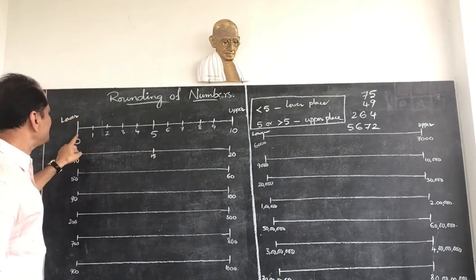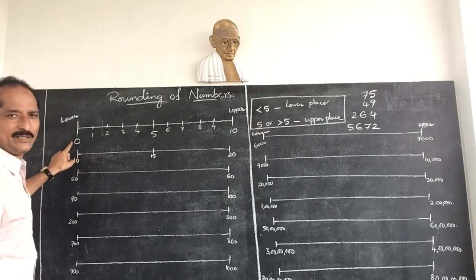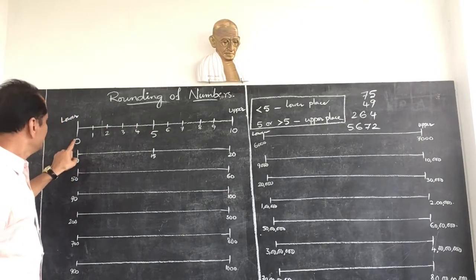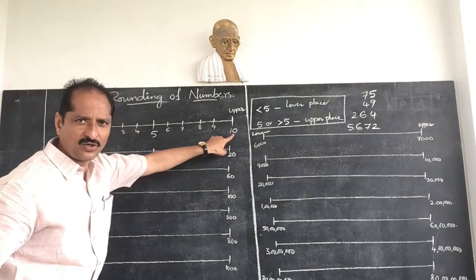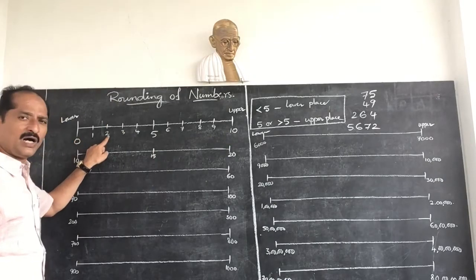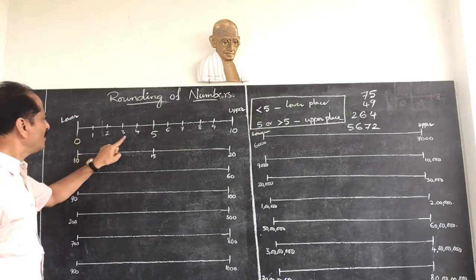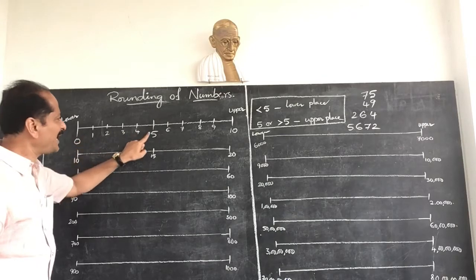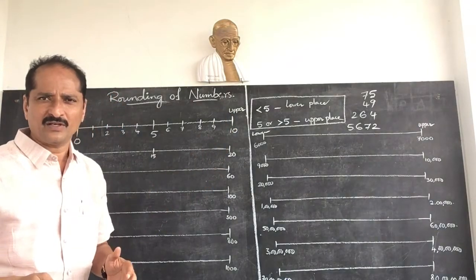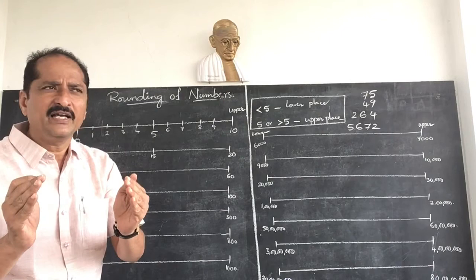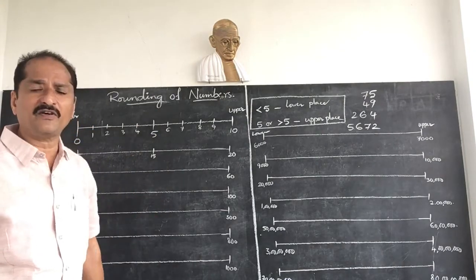So, the numbers from 0 to 5 are nearer to 0. Observe carefully. 1 is nearer to 0. Is it nearer to 10? No. 1 is nearer to 0. 2 also, it is nearer to 0. 3 also, it is nearer to 0. 4 also, it is nearer to 0. And 5 is exactly half in between 0 and 10. It is exactly half distance.